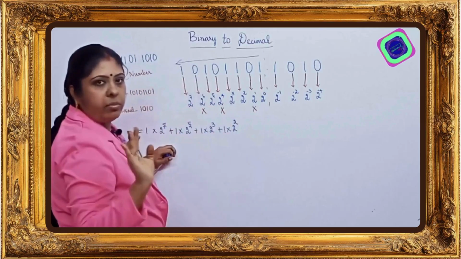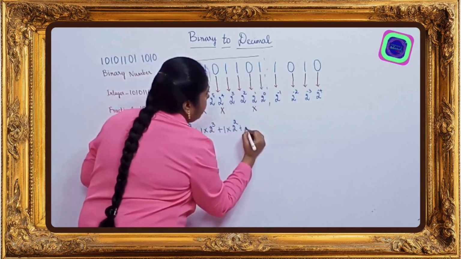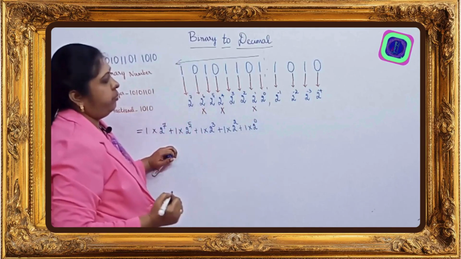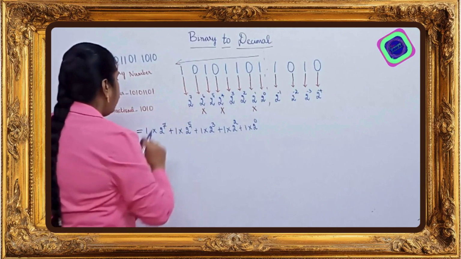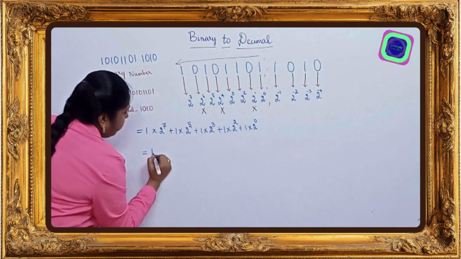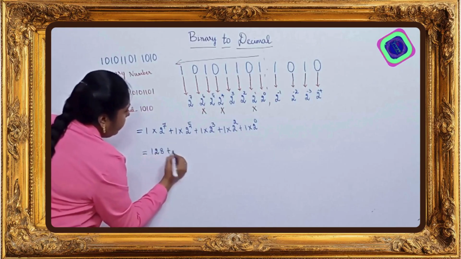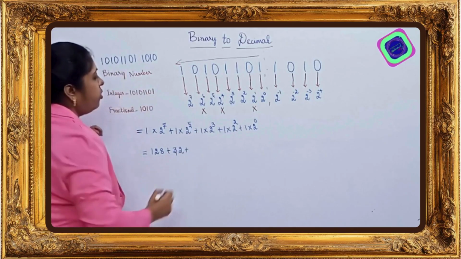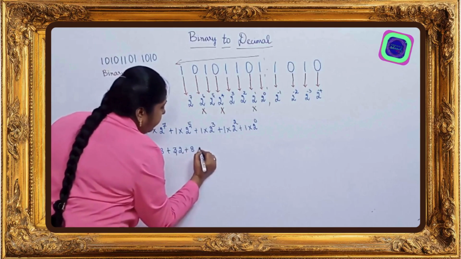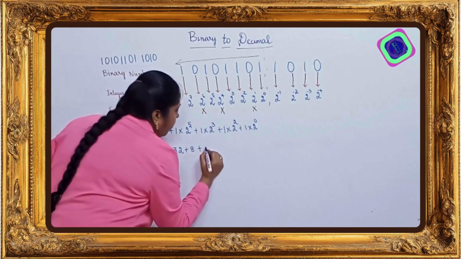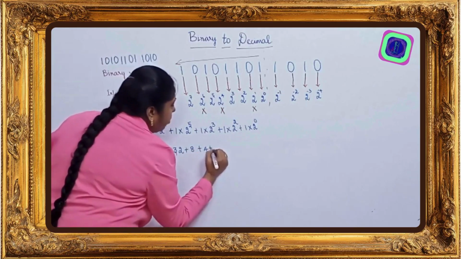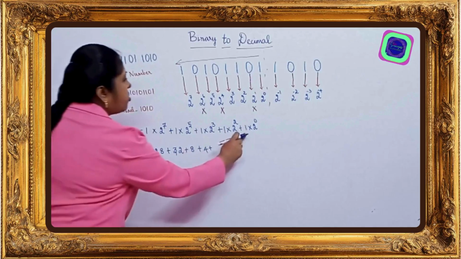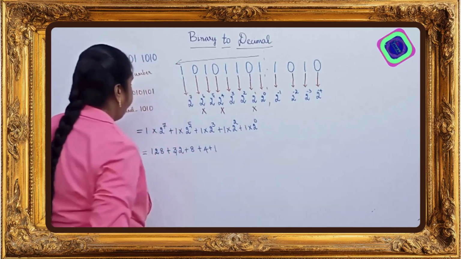Again a 0, we are eliminating. 1 into 2 power 0. Okay, this is the integer part. Now the total is 1 into 2 power 7, which gives 128, plus 1 into 2 power 5, 32, plus 1 into 2 power 3, 8, plus 1 into 2 power 2, 4, plus 1 into 2 power 0. Any number to the power of 0, its value is 1. So 1 into 1 gives 1.